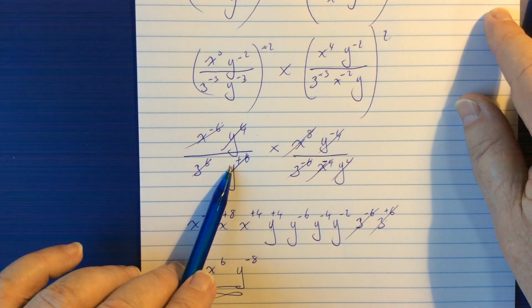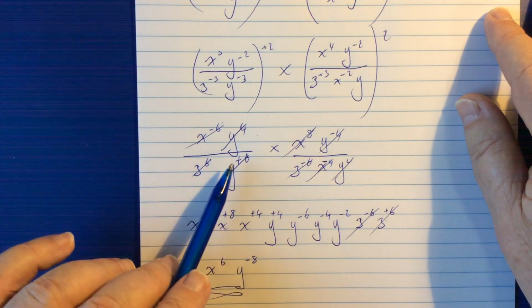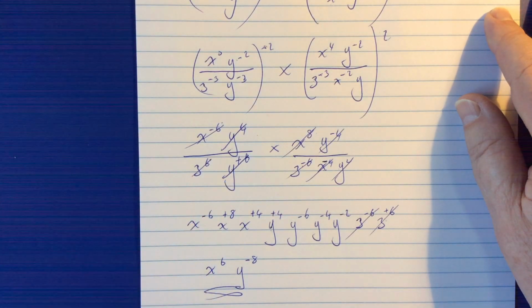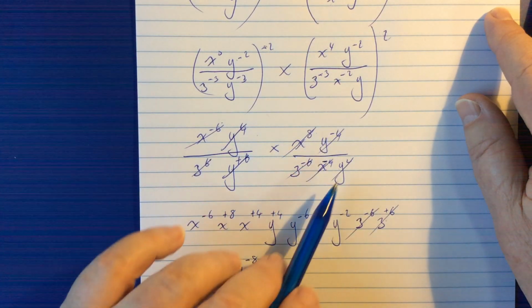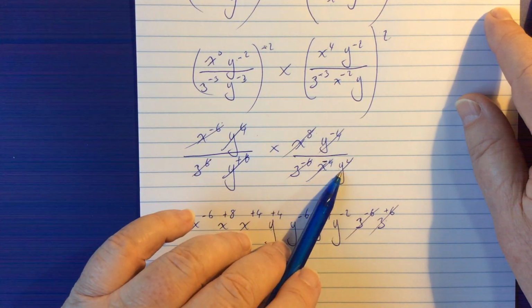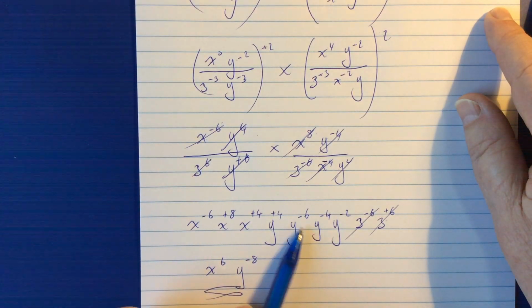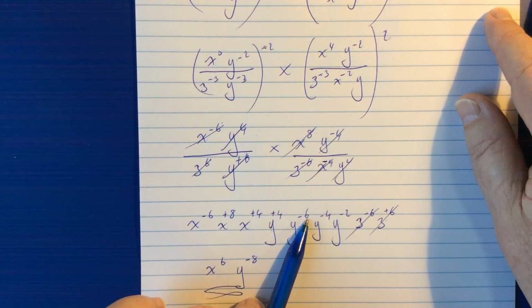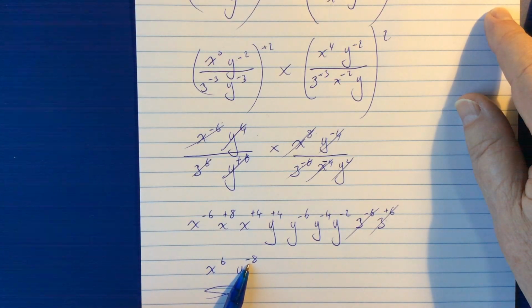I have moved this up to here, so it's not a division. I'm multiplying by a negative power rather than dividing by a positive power. Over here, y to the power of negative 4, and again, rather than divide by this, I multiply by the negative power. Now, what does that give me? That gives me 4 minus 6 minus 4 minus 2, which gives me negative 8.